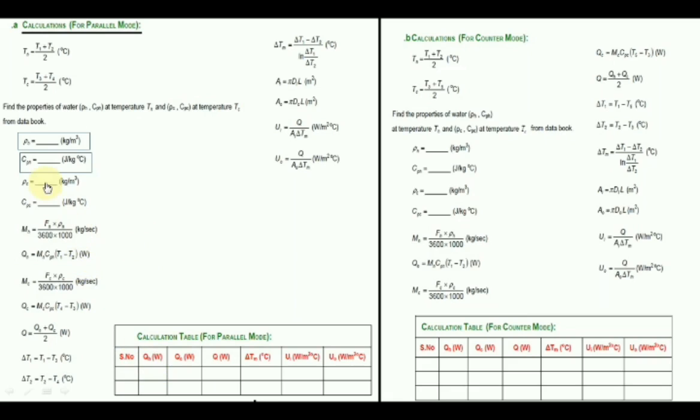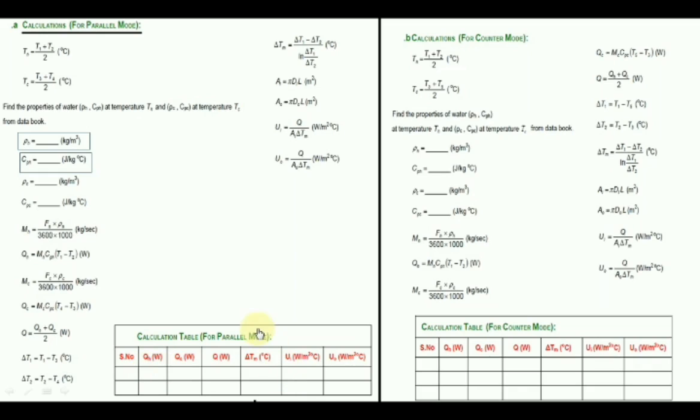Over here you can say QC, we have done the calculation, that is the heat taken by the cold fluid. Then you need to write the average value of the heat exchange. Then we need to maintain the log mean temperature, and this is the UI, that is the inside overall heat transfer coefficient with respect to the inside area, and the UO, that is the overall heat transfer coefficient with respect to the outside area. So this is how we need to do the calculations for the parallel mode.